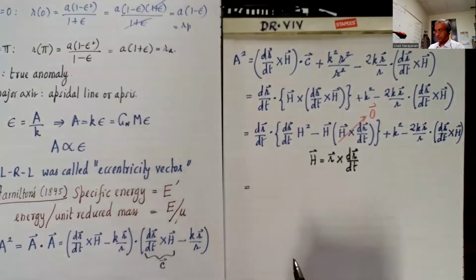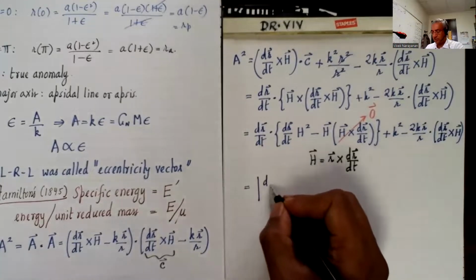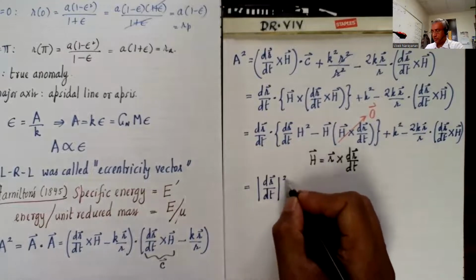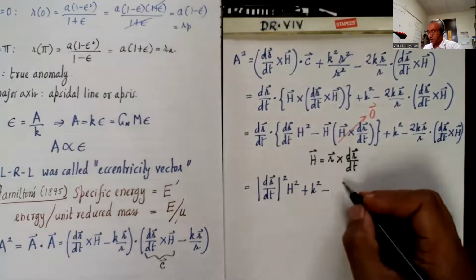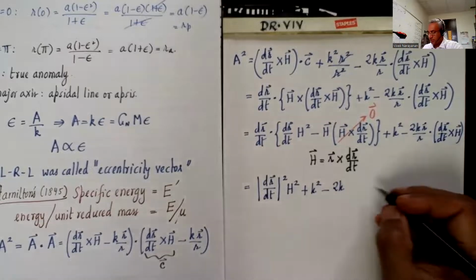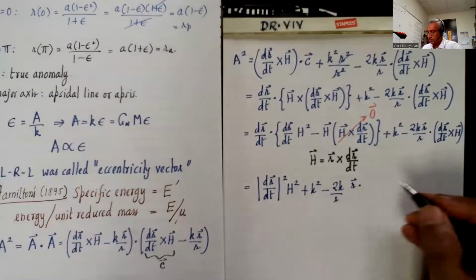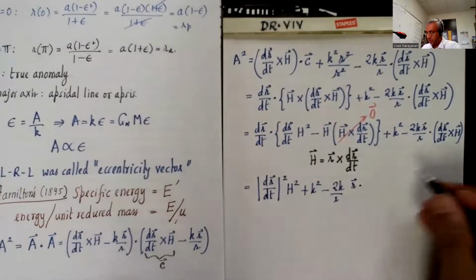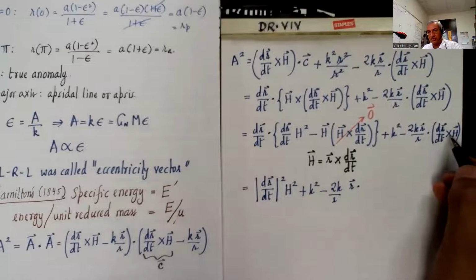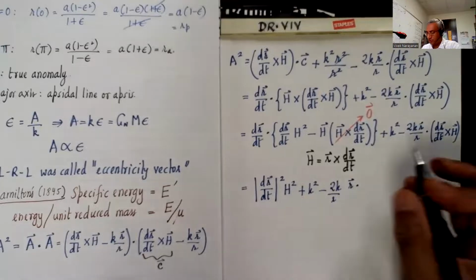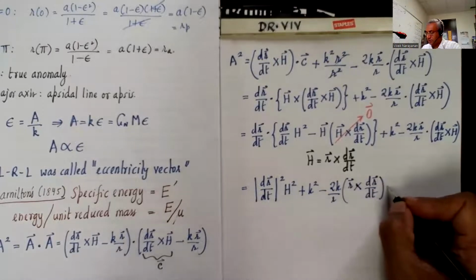All right, now let's look at this. If I have the same vector twice dotted, it's just the magnitude squared. So that's just dr by dt squared, h squared, plus k squared minus 2k. And at this point, I'm going to write this as 2k over r times r dot. Here, I'll use the triple scalar product associativity again. So I'll replace this dot with cross and that cross with dot. So I'm going to get r cross dr by dt, and the whole thing dotted with h.